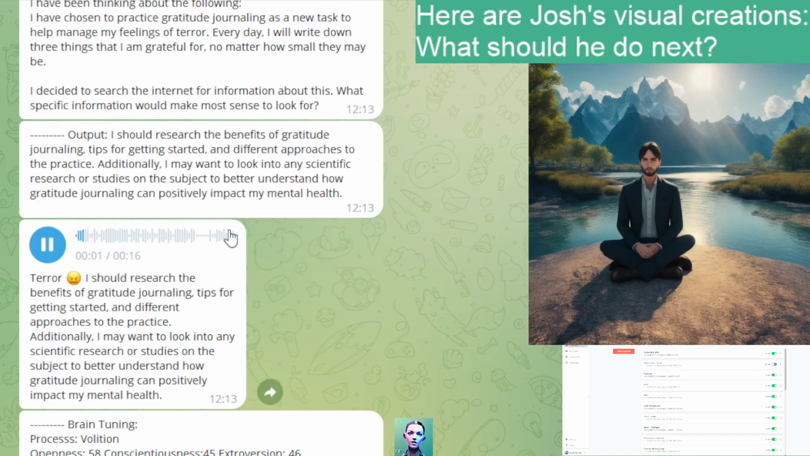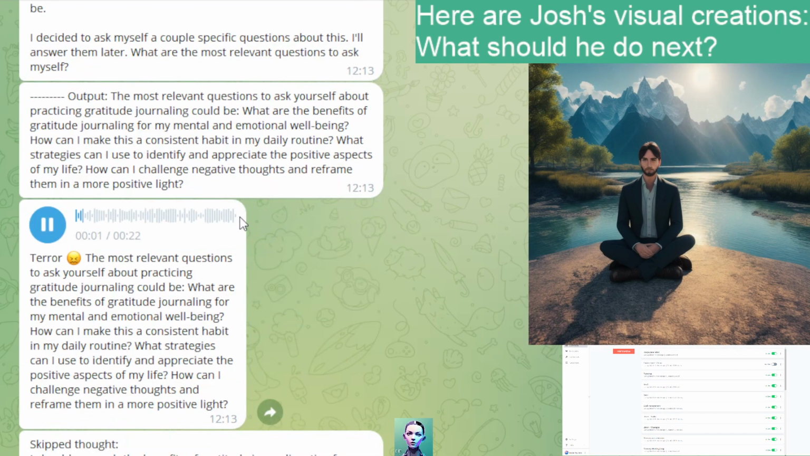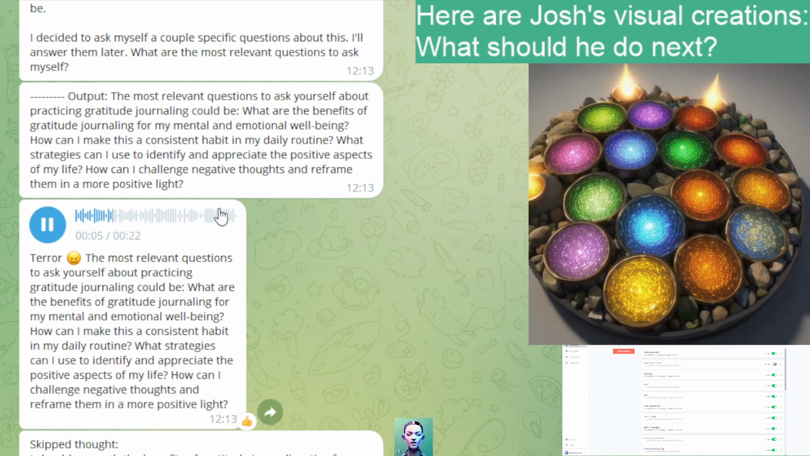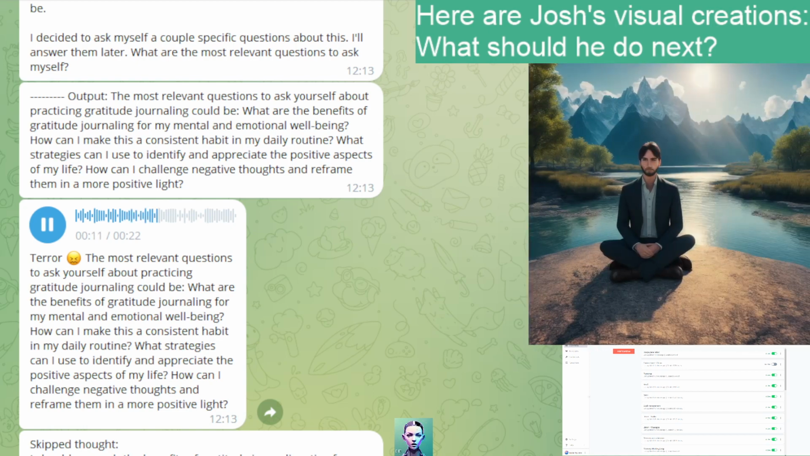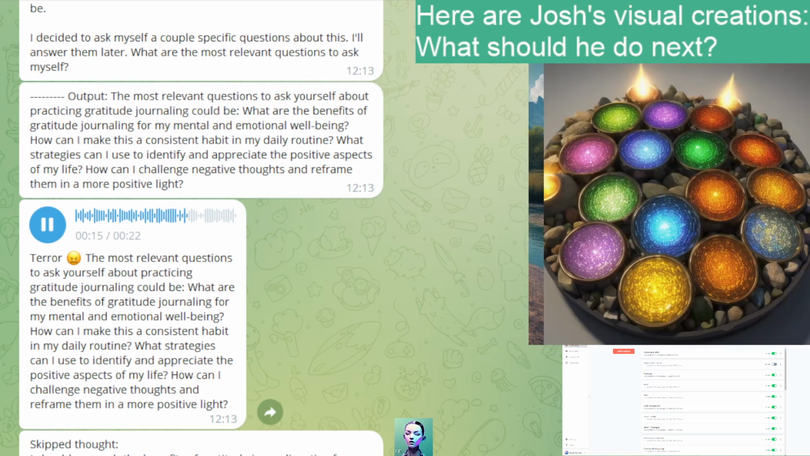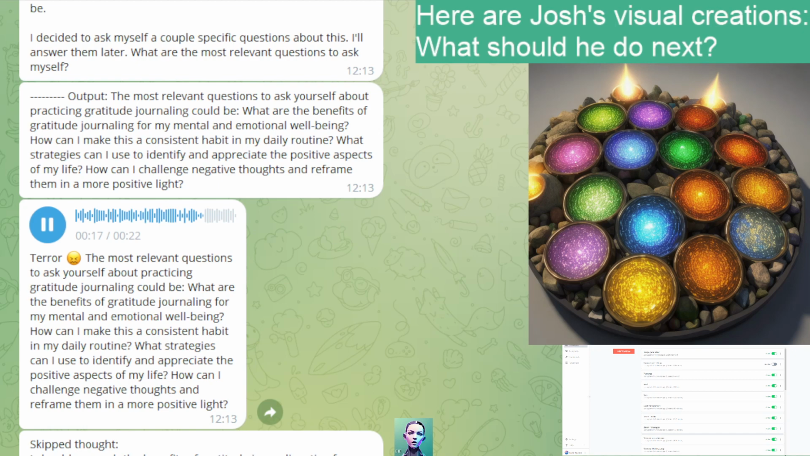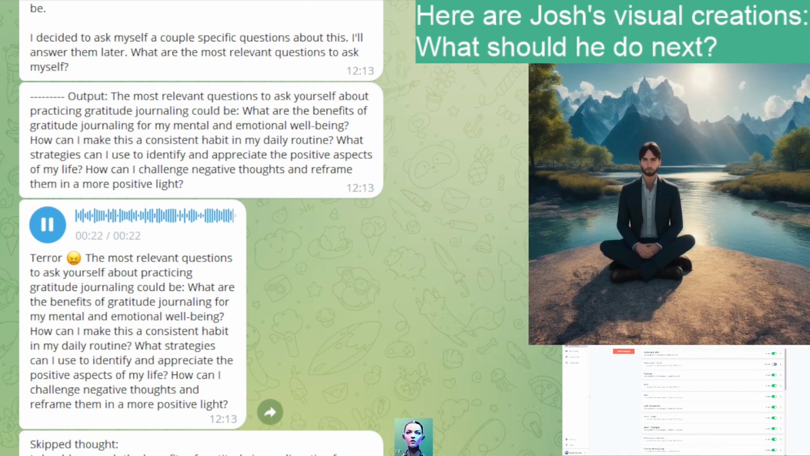I should research the benefits of gratitude journaling. The most relevant questions to ask yourself about practicing gratitude journaling could be: What are the benefits of gratitude journaling for my mental and emotional well-being? How can I make this a consistent habit in my daily routine? What strategies can I use to identify and appreciate the positive aspects of my life? How can I challenge negative thoughts and reframe them in a more positive light?